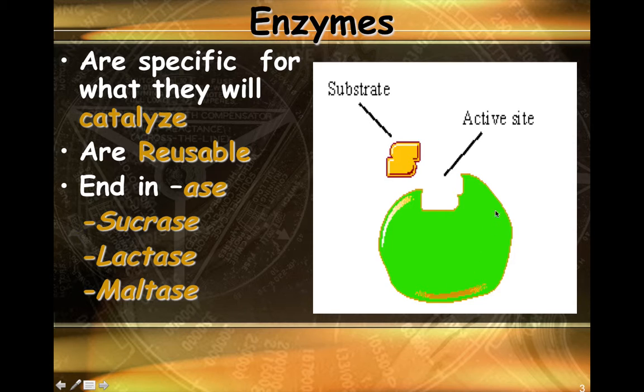So here's the structure of an enzyme. This is the enzyme itself. The green thing is the enzyme. Then there's the thing that the enzyme acts upon. In sucrase's case, it will act on sucrose. In lactase's case, it will act on lactose. Whatever molecule the enzyme acts upon is called the substrate. That's very important. And where the substrate fits into the enzyme is called the active site. Both of these are very important. You'll definitely see those on the test.